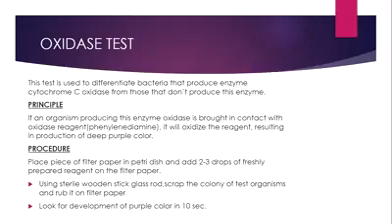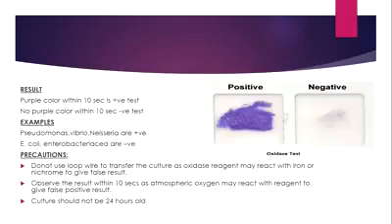Then, using a sterile wooden stick or glass rod, we are going to scrape off the colony from the culture plate of the test organism, and rub it onto the filter paper which already has the reagent. Now we look for the development of purple color within 10 seconds. If you see purple color appearing, the test is positive, and if there is no appearance of purple color, the test is negative. Purple color within 10 seconds is positive, while no purple color within 10 seconds is negative.